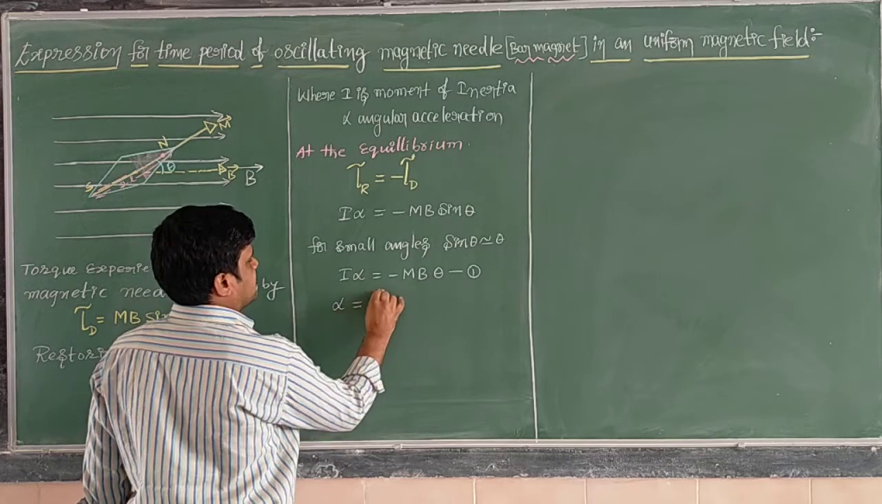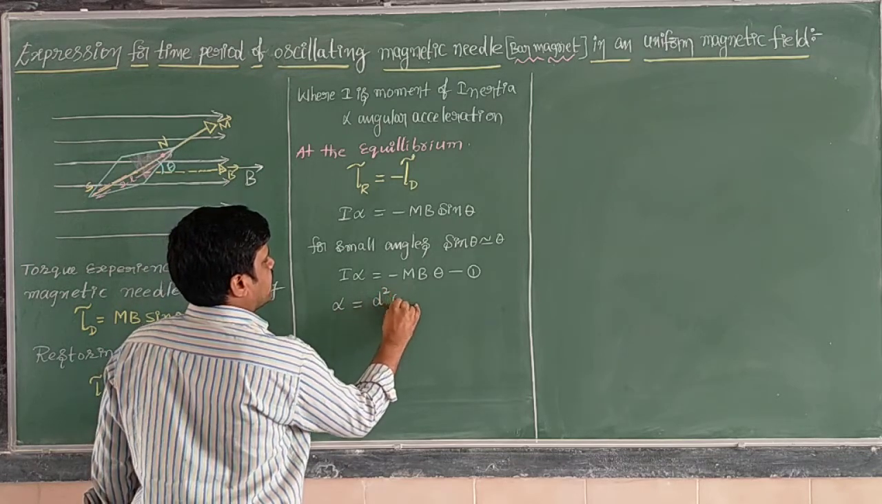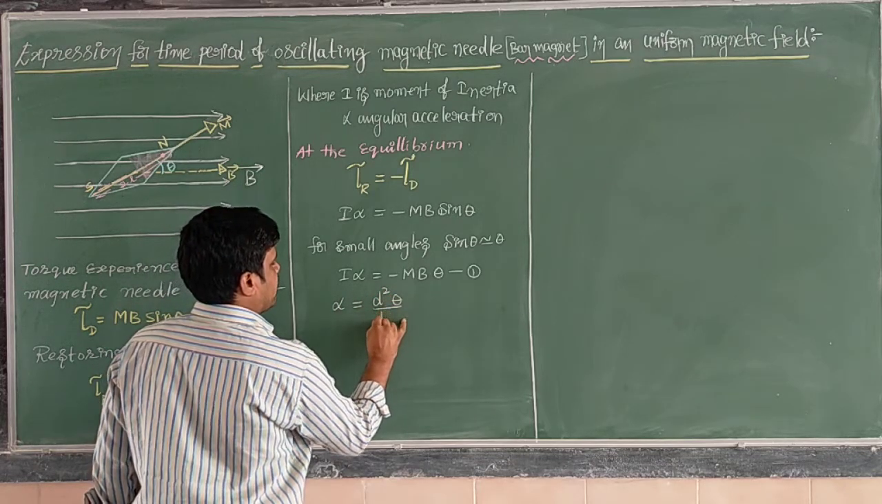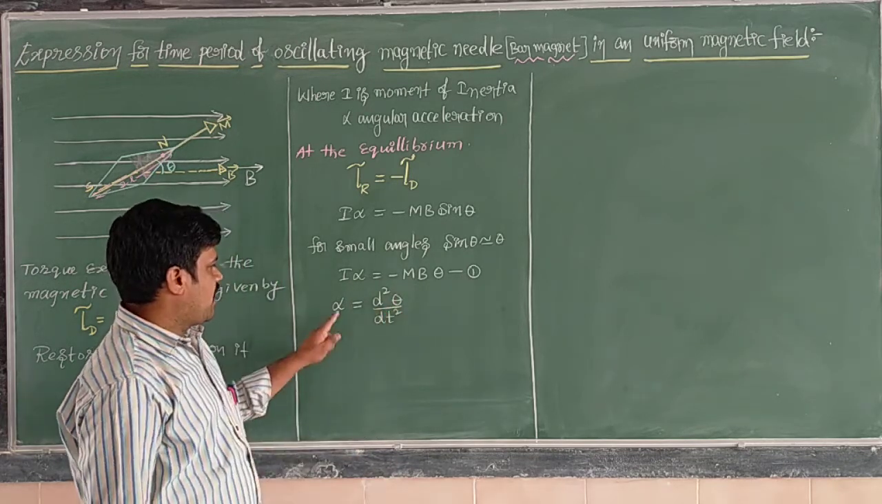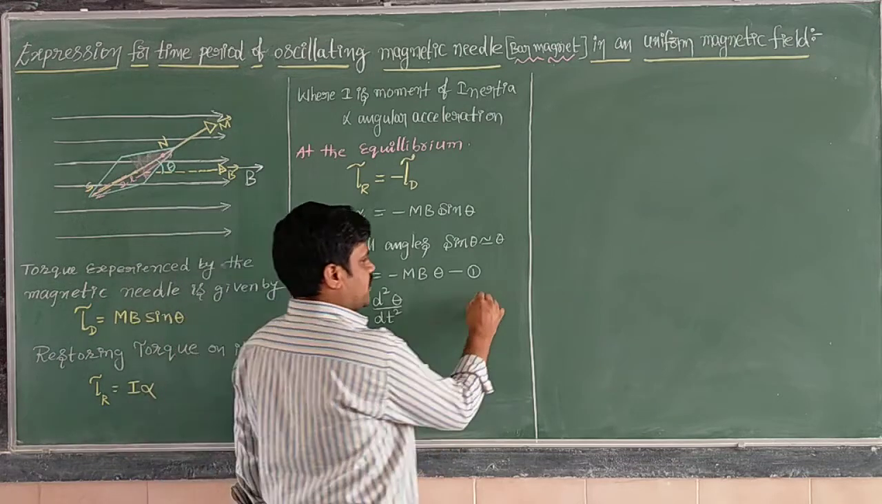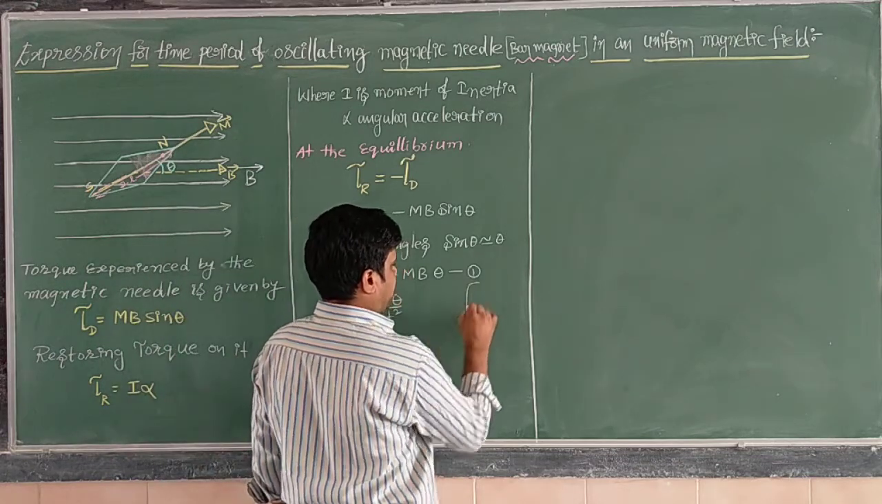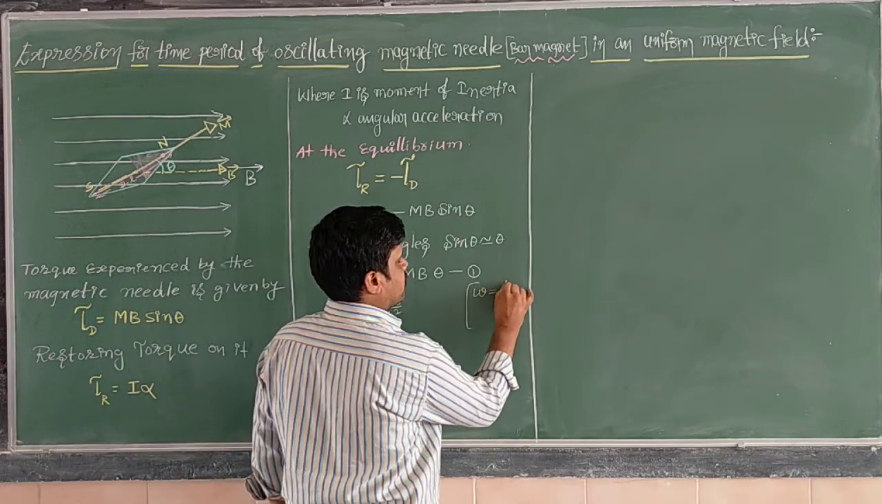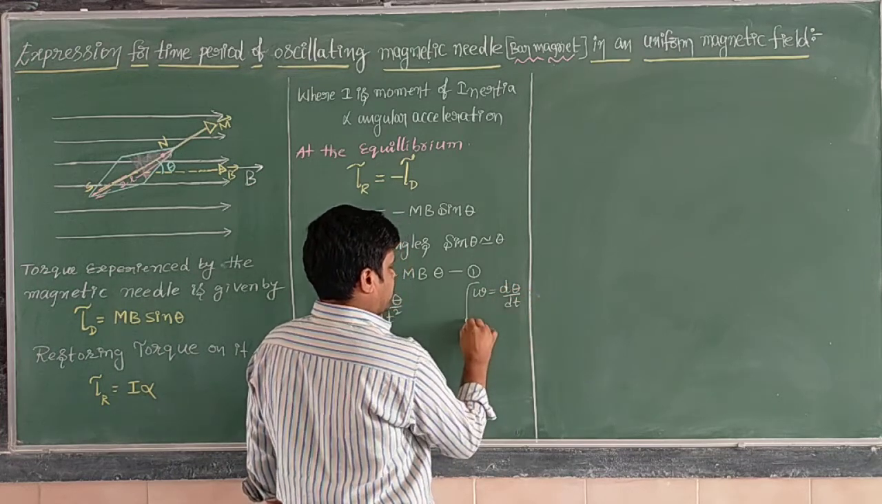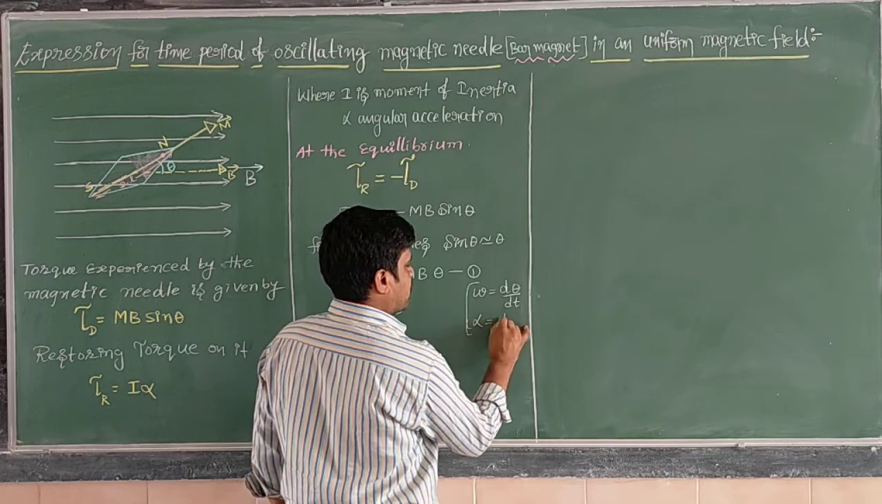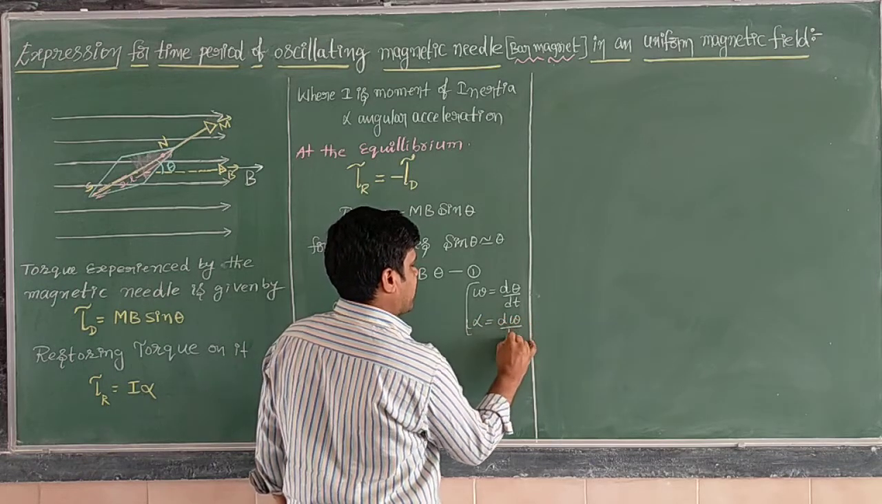Alpha, how we can write means alpha we can write d square beta divided by dt square. You see here, I am writing angular velocity is equal to angular displacement by time. Next, angular acceleration is equal to angular velocity by time.